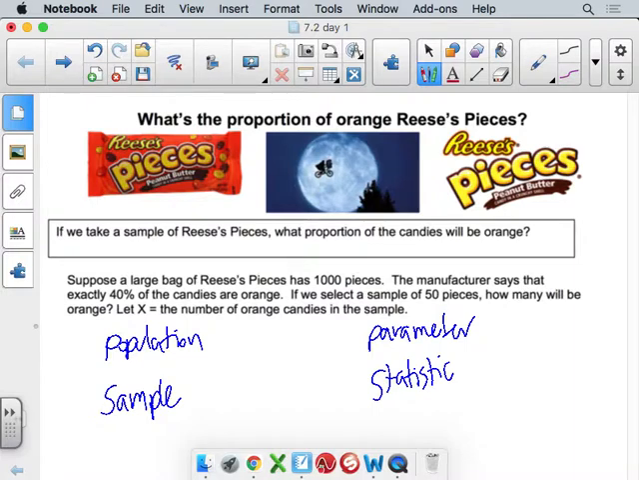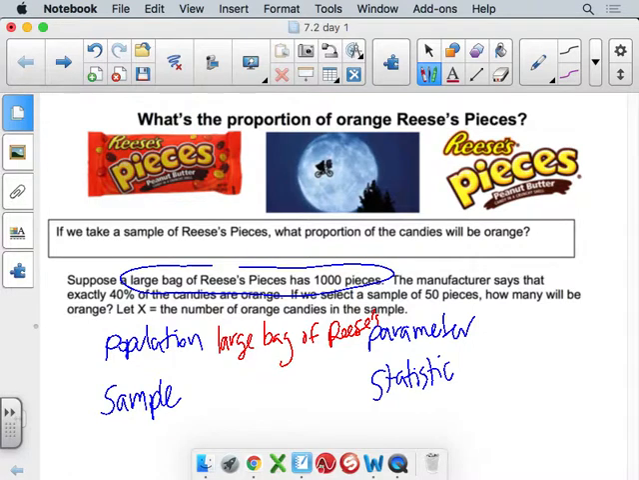Because there's the offhand chance that on an AP test they could ask, and we wouldn't want to get something like this wrong. So population in this case is: where did our sample come from? Who is this taken from? In this case it was the large bag of Reese's Pieces, orange pieces. And then our sample was a sample of 50.